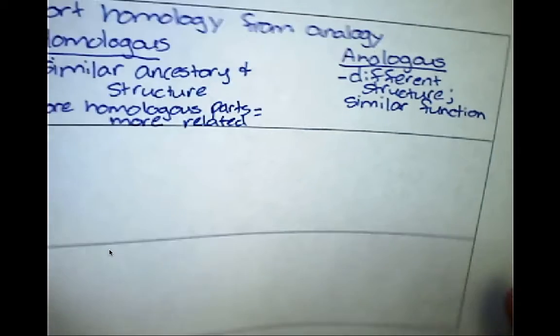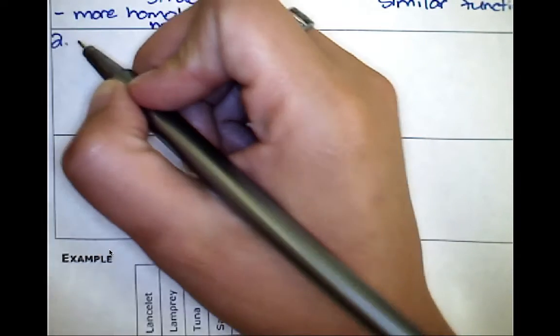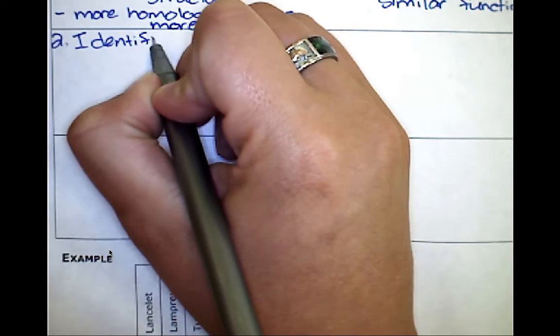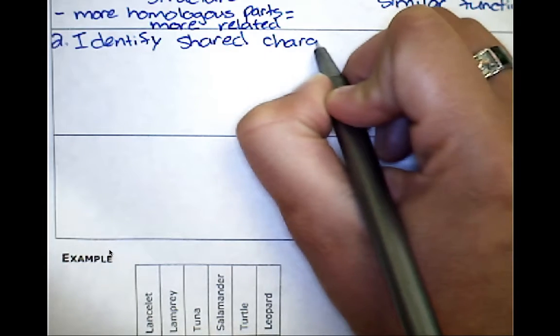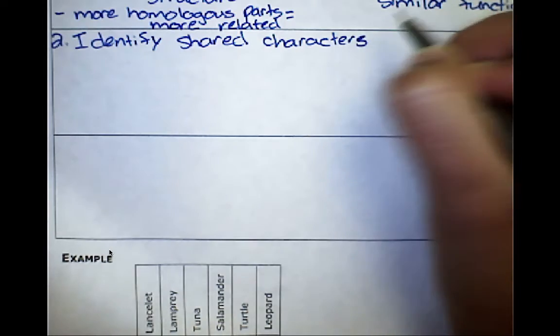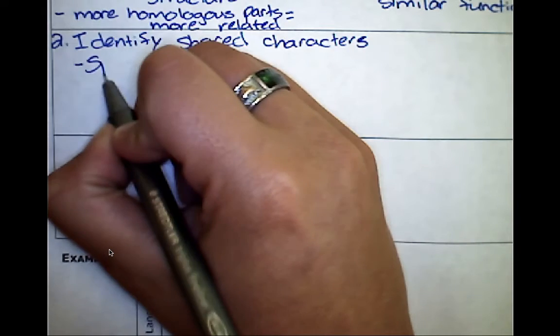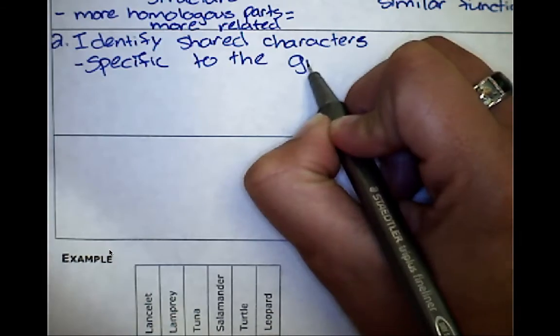But okay. The next step, and a lot of times we don't actually have to do these steps when we're constructing them in this class because they're already done for us, is we're going to identify shared characteristics or characters. Okay? So things that are specific to that group. We want to look for things that are specific to the group being studied.